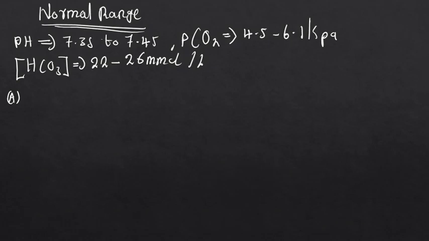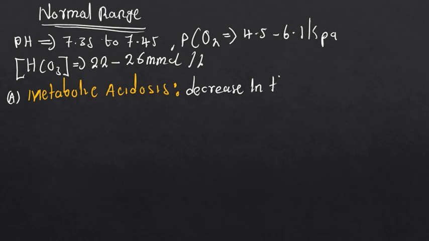Now we look at what we call metabolic acidosis. What is metabolic acidosis? When does it occur? Metabolic acidosis is a decrease in the pH. What causes it? It is caused by a decrease in bicarbonate concentration.